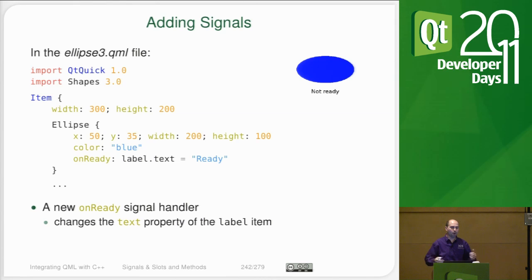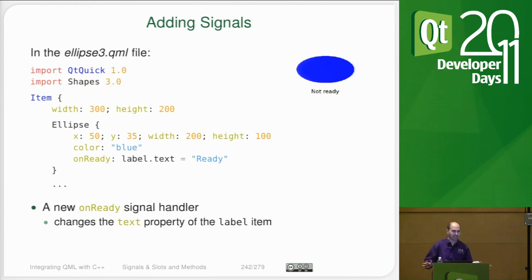So now we want to add signals to our Qt class that we're exporting into QML. Basically, we want the ellipse to have a ready signal, so we can use the onReady signal handler.